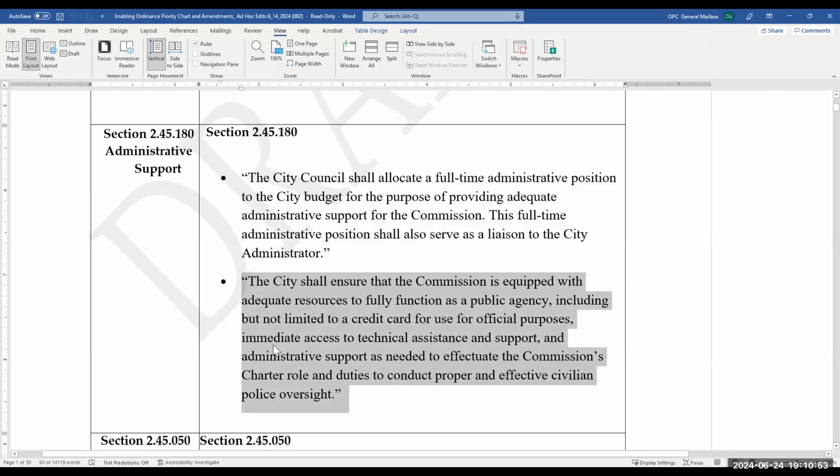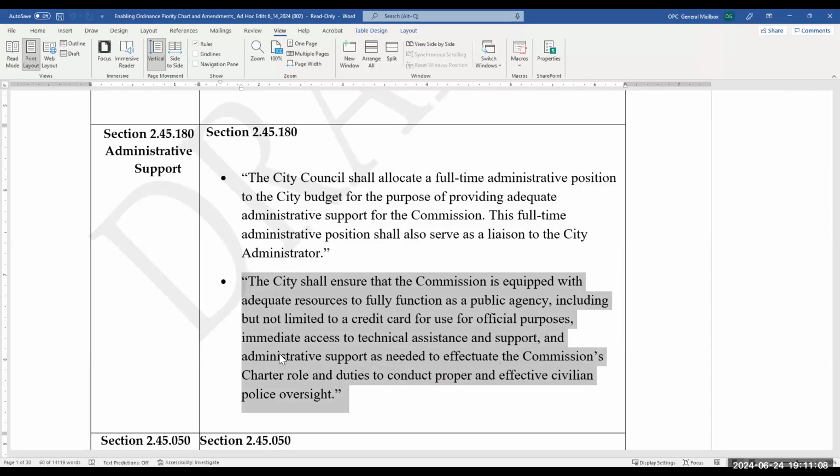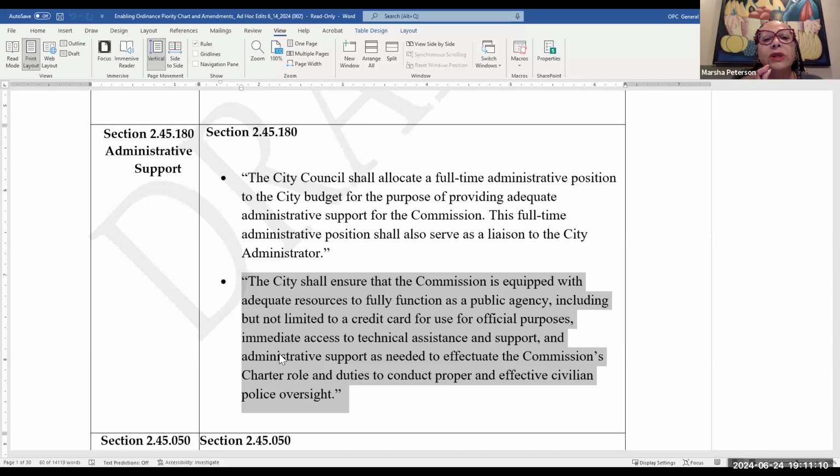Yes, ma'am. I guess I'm trying to understand what is the objective of the first bullet. Shall allocate a full-time administrative position to the city budget. Haven't we already been authorized the two positions? Yes. So is this necessary or redundant? I see Miss Leonard's hand up.